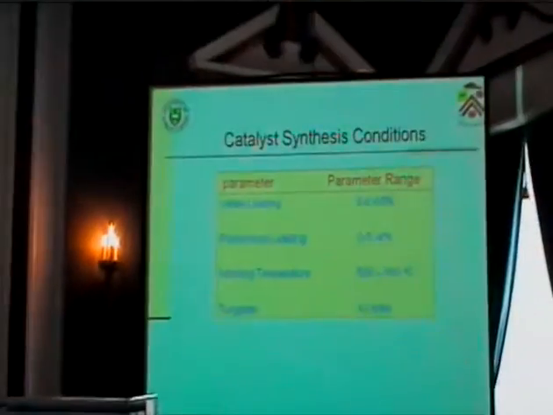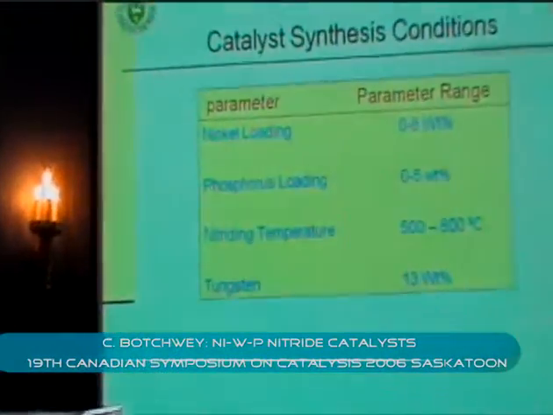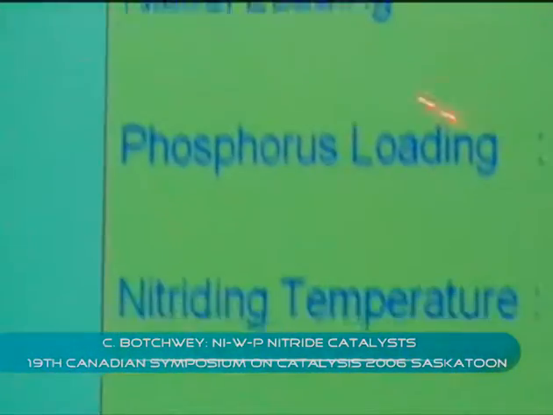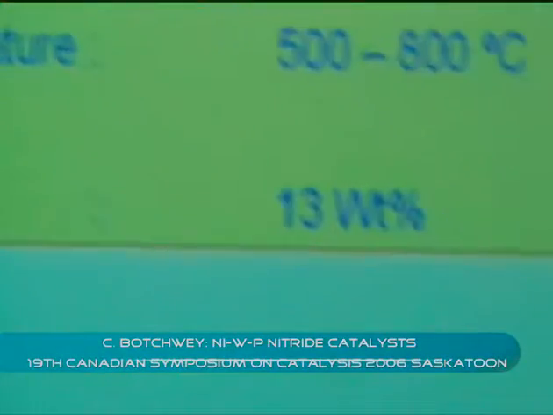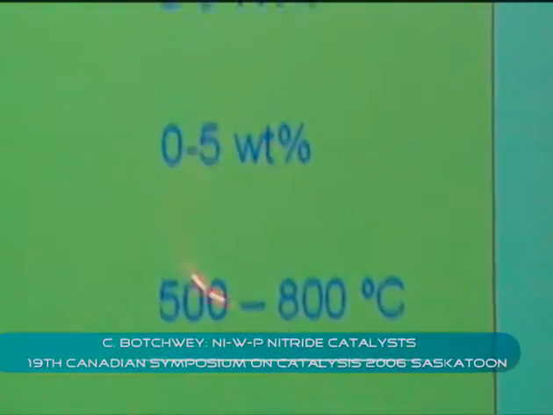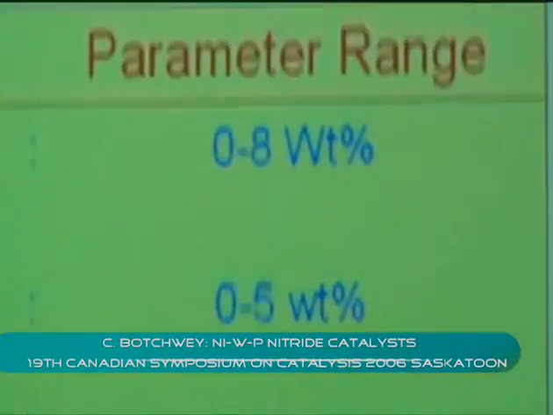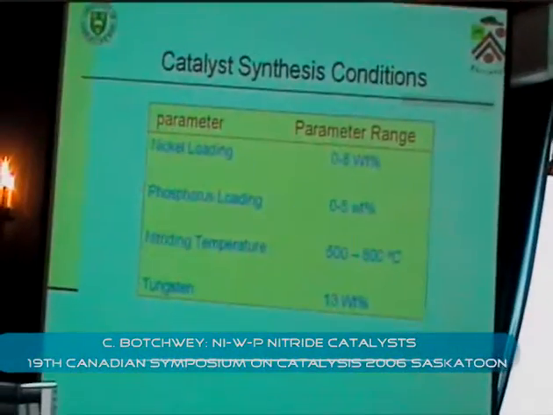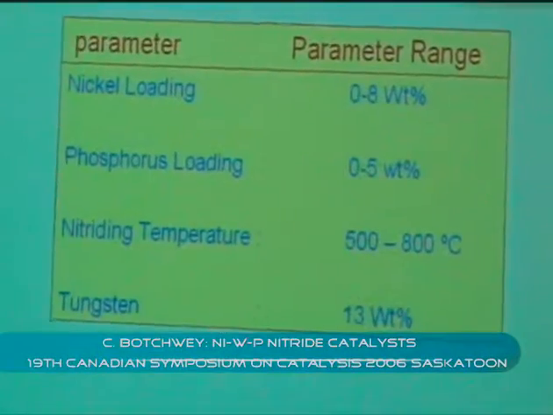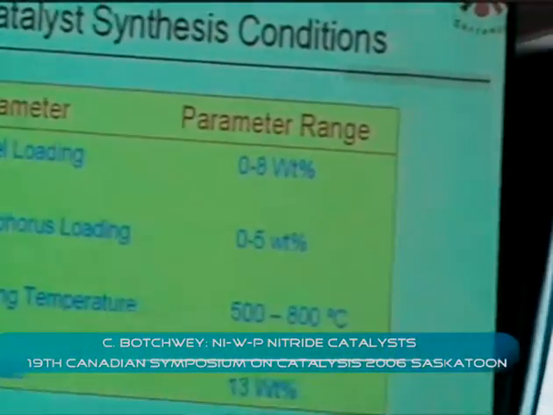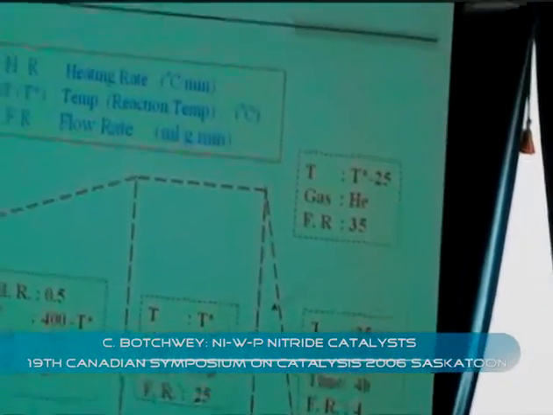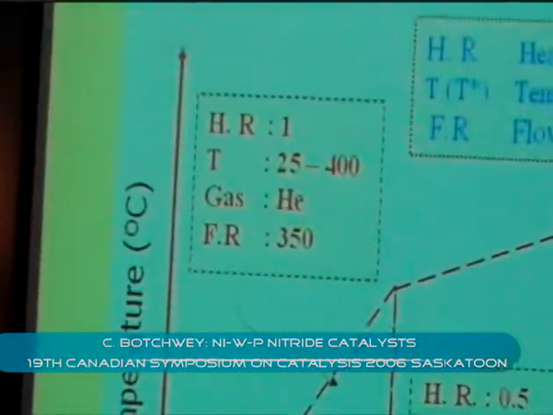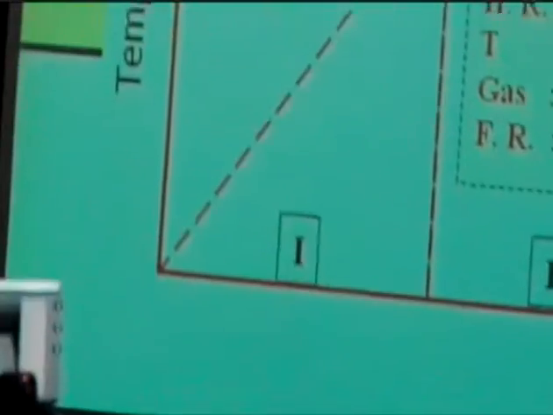The catalyst was synthesized based on an experimental design. Nickel loading was up to 8 weight %, phosphorus loading of up to 5 weight %. The nitriding temperature was kept between 500 and 800, and tungsten loading was initially kept at 13 weight %. The nitriding process followed this trend.